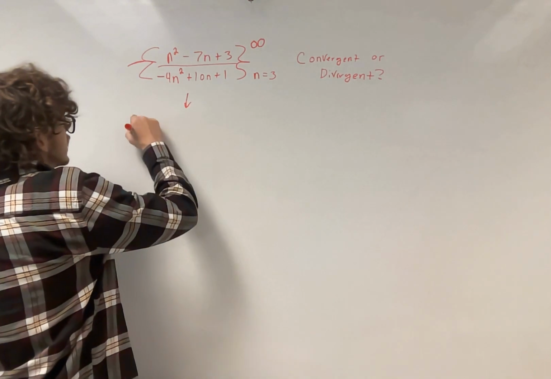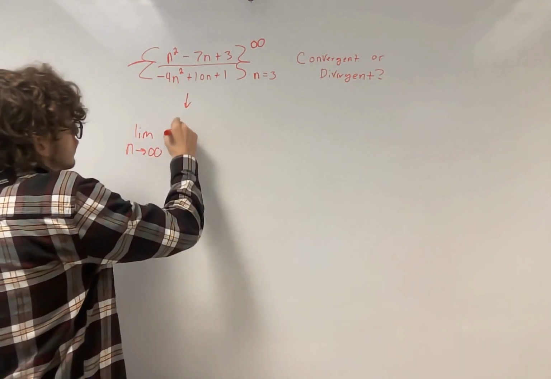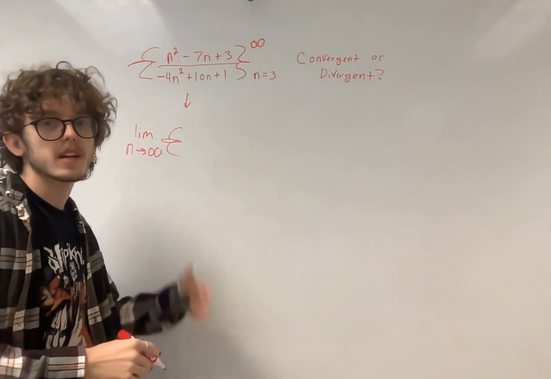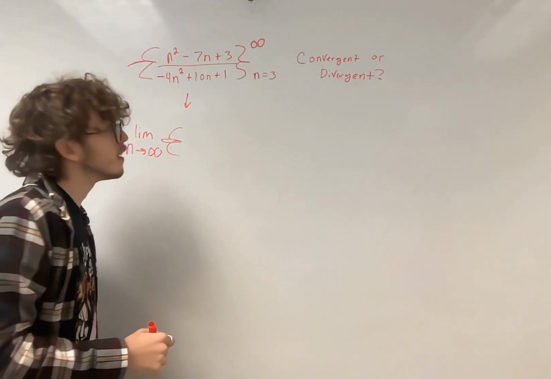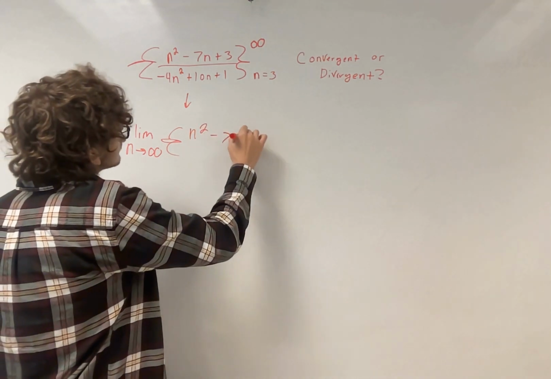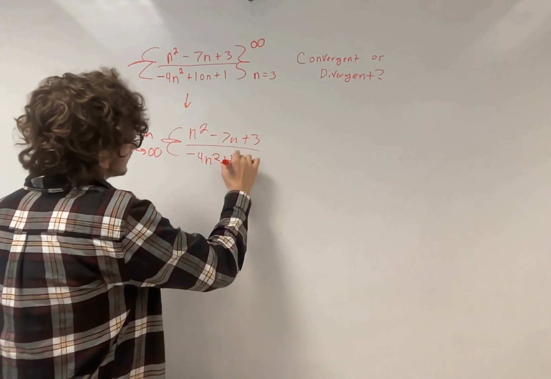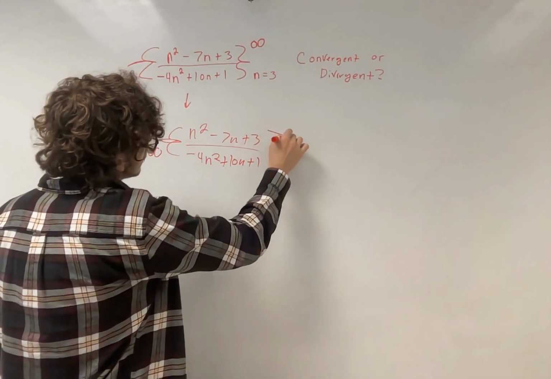So what is the limit as n approaches infinity? And I'm bad at drawing the squiggly brackets, but it kind of looks like a butt. Anyways, that's kind of weird, isn't it? The limit of n squared minus 7n plus 3 over negative 4n squared plus 10n plus 1.